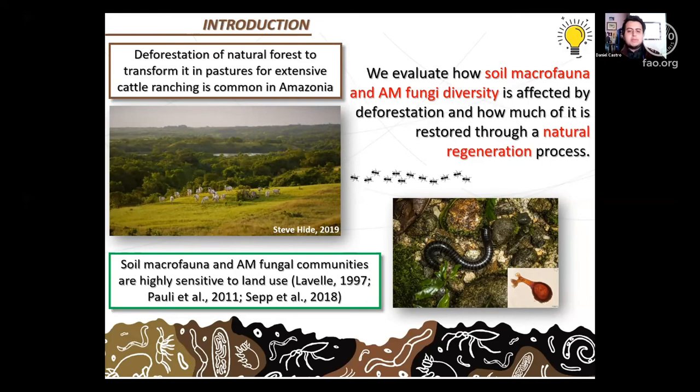Given the potential of soil microfauna as an indicator of soil quality, and the permanent presence of arbuscular mycorrhizal fungi in association with plant communities, we evaluate how soil microfauna and arbuscular mycorrhizal fungi diversity is affected by deforestation and how much of it is restored through a natural regeneration process.